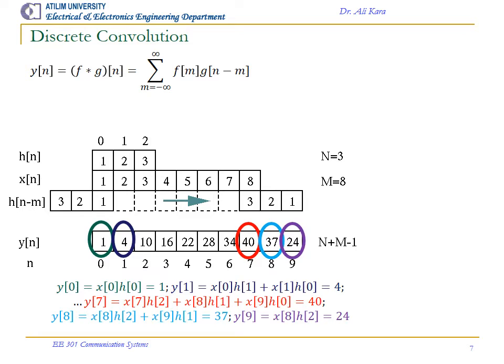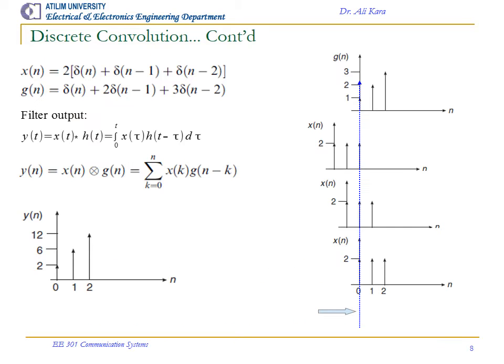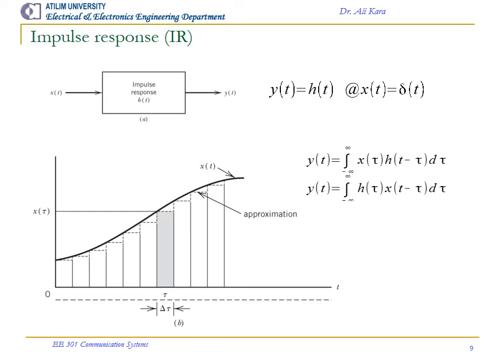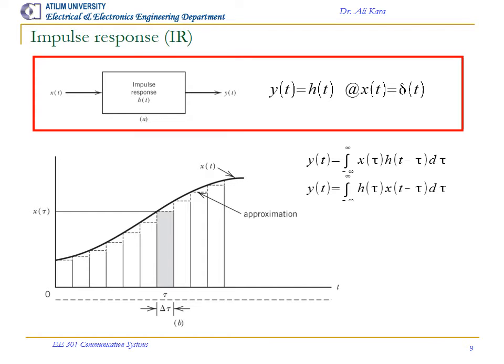Visually, it can be interpreted as reversing one vector and then sliding it along the other vector one term at a time, while taking the sum of multiplication of corresponding terms. A few of the terms of the resulting vector y of n are given explicitly also. Discrete convolution, continued. Here is another visual demonstration of discrete convolution.